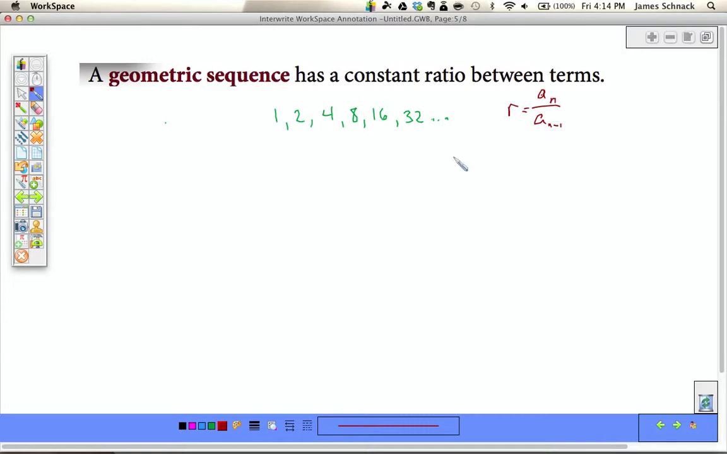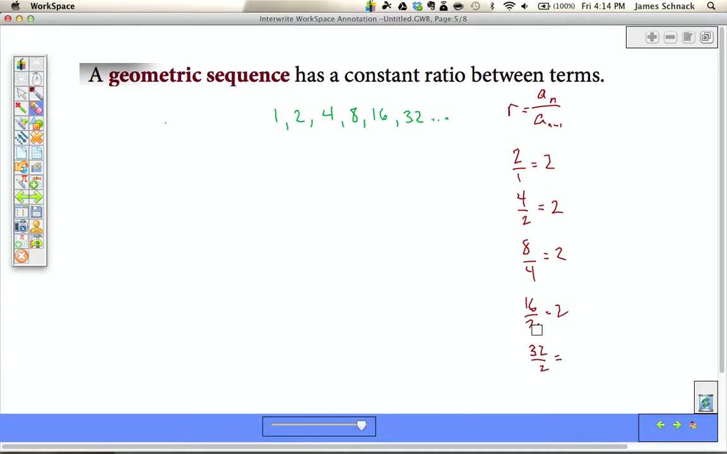So let's check this out. 2 divided by 1 is 2. 4 divided by 2 is 2. 8 divided by 4, guess what it is? It's 2. 16 divided by 8 is 2. 32 divided by 16, previous term and all, that's 2. I got so used to writing 2 because it is so common in this sequence. Every single pair of terms, we're multiplying by 2 to get there. The way we find it is take any term and divide by the one right before it.